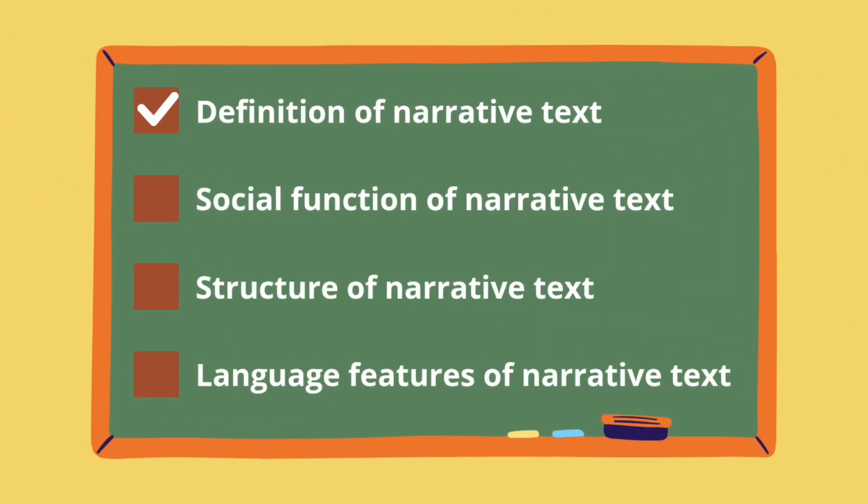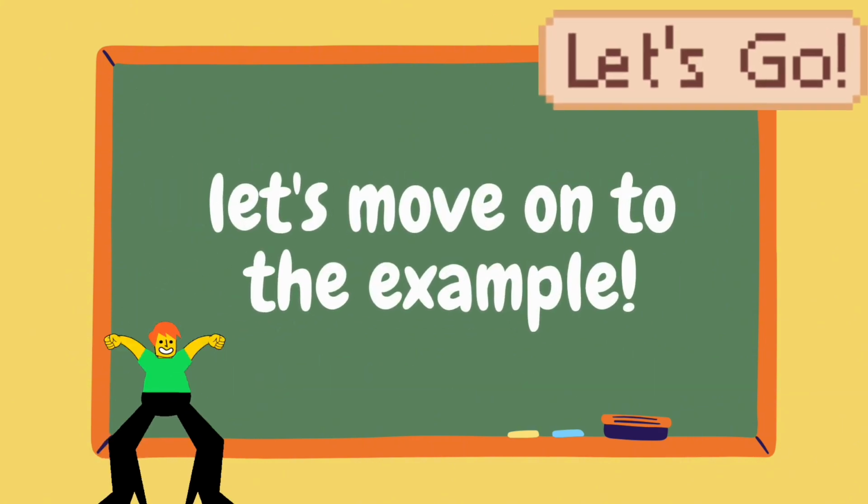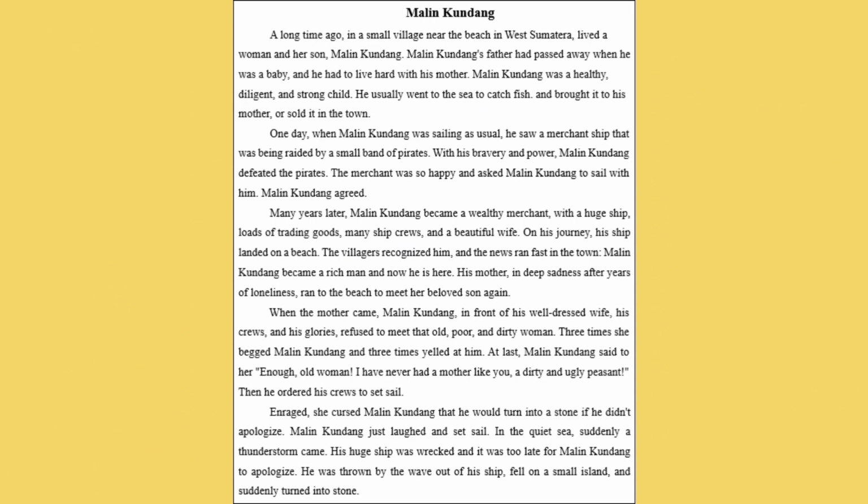We already know the definition, social function, structure, and language features of narrative text. Now, let's see an example of narrative text. This is a narrative text titled Malin Kundang. Malin Kundang is a folklore legend from West Sumatra, Indonesia. In this Malin Kundang text, there are 5 paragraphs. Let's divide the paragraphs into the 3 parts of the general structure of the narrative text.